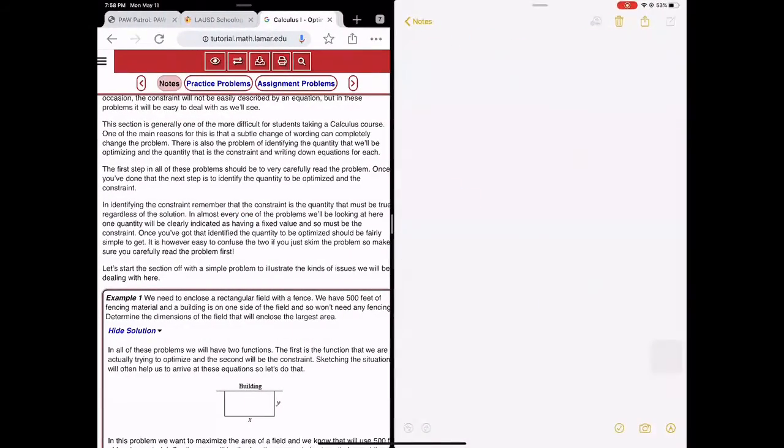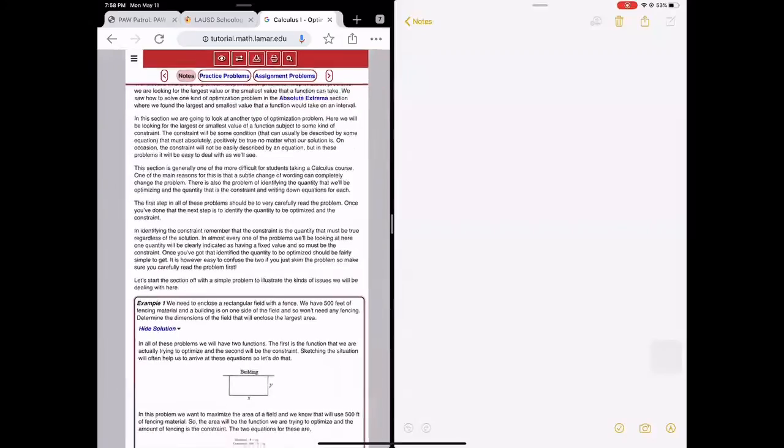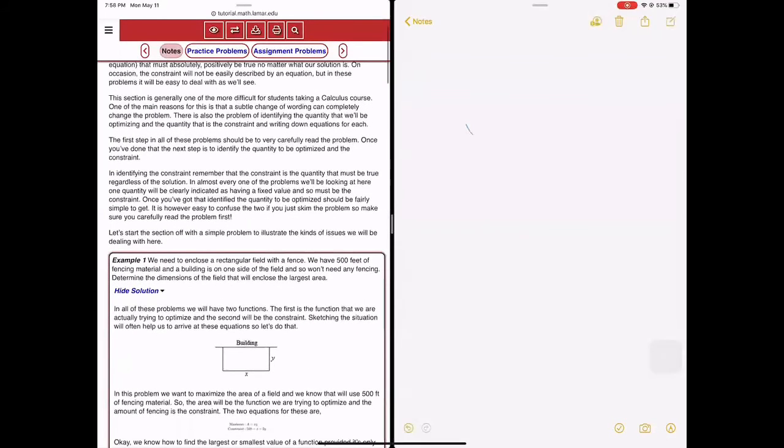Okay, so this problem, we said the fence adds up to 500. X plus y equals 500. We have 2 of them, 2x plus 2y. And then area is equal to x times y. So all optimization questions always say optimize this. Optimize area, just take the derivative of area.